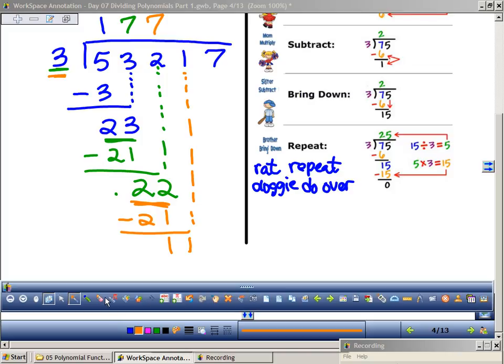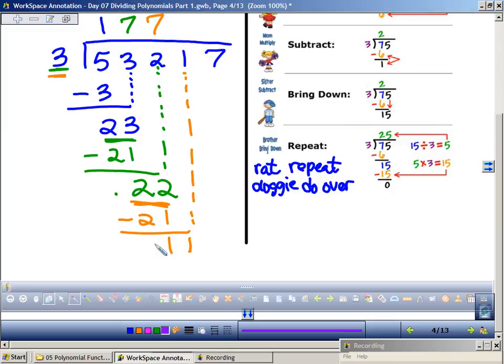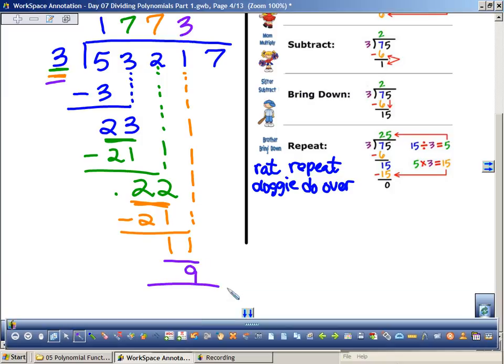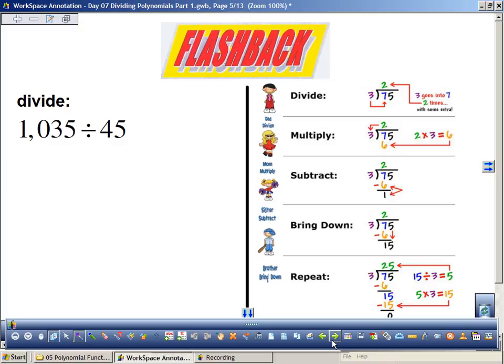3. We need another color. 3 goes into 11, 3 times. 3 times 3 is 9. Draw the line and change the sign. 2. Bring down the 7. 9. Pretty straightforward, right? If I wanted to check this, I could just take 17,739, multiply it by 3, and I should get 53,217. Okay, all right, let's make it a little bit more complicated.